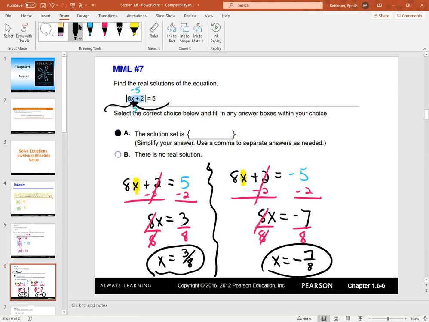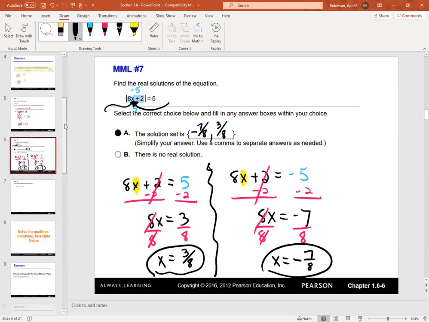Simplify your answer. Both of those fractions are in simplest form. Use a comma to separate them, and I like to put them in numerical order. So I'd put the negative 7/8 first and the 3/8 second. I don't think my math lab cares about things in numerical order. That's just me being obsessive compulsive. That's what I do.